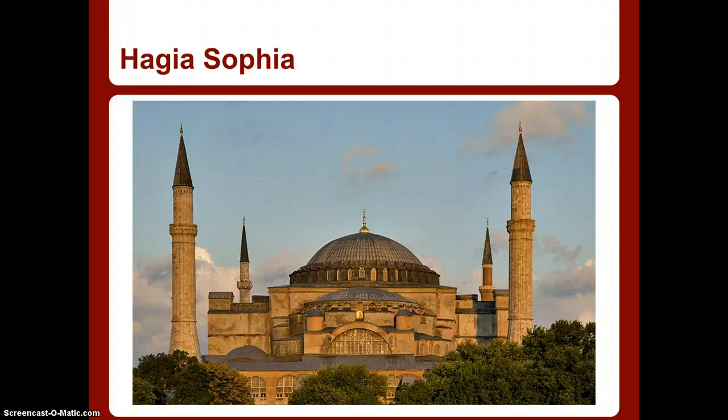As promised, take a look. Here's Hagia Sophia and the Church of the Holy Wisdom. This was one of the most beautiful buildings that was created at the time. And once it was taken over by Ottoman Turks, these minarets were added to the architecture. So take those out of the picture, and this is the church.